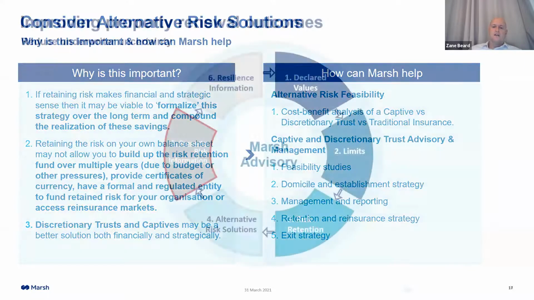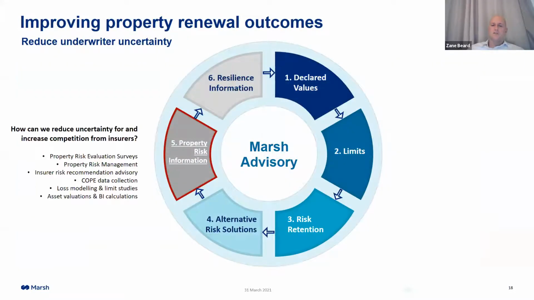But ultimately, what we're wanting to do is we've got to this point now and we've helped you redesign the program structure. You've looked at the values, the limits, you found the right risk to retain and to transfer to the insurance market. Now we need to look at how do we actually reduce the uncertainty with underwriters so that they can provide better terms for their risk. And this is points 5 and 6, and I'll pass it on to Rob to take this one.